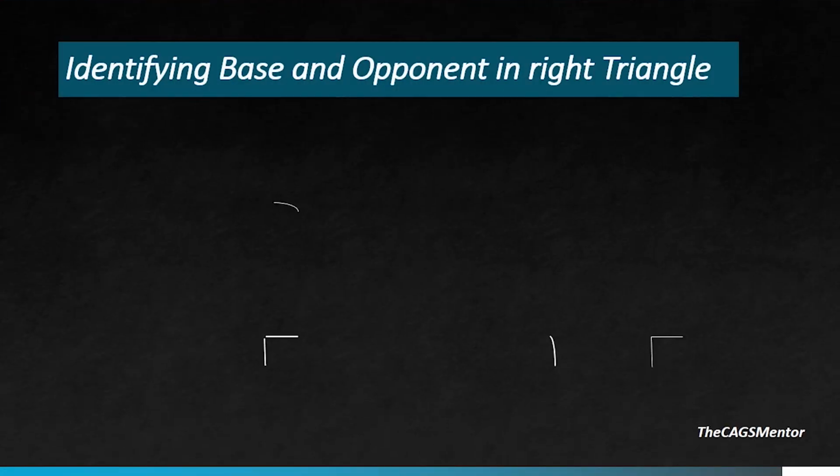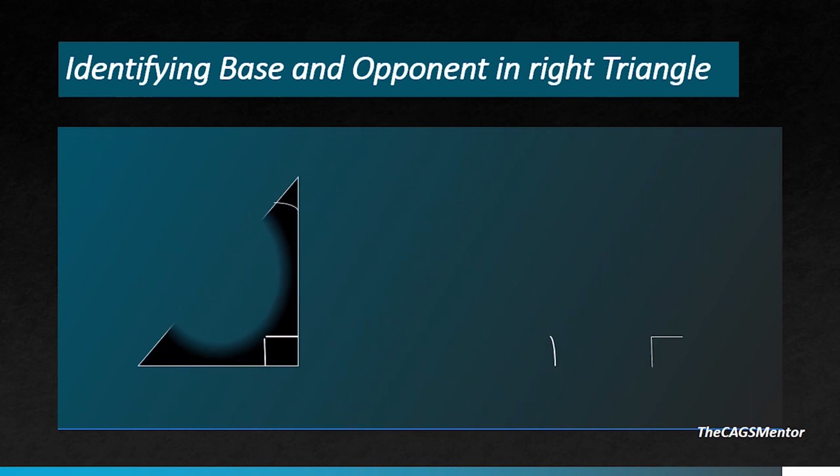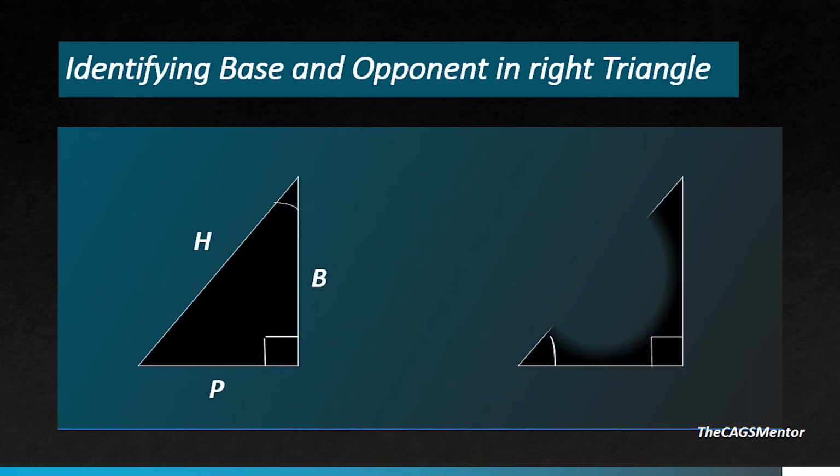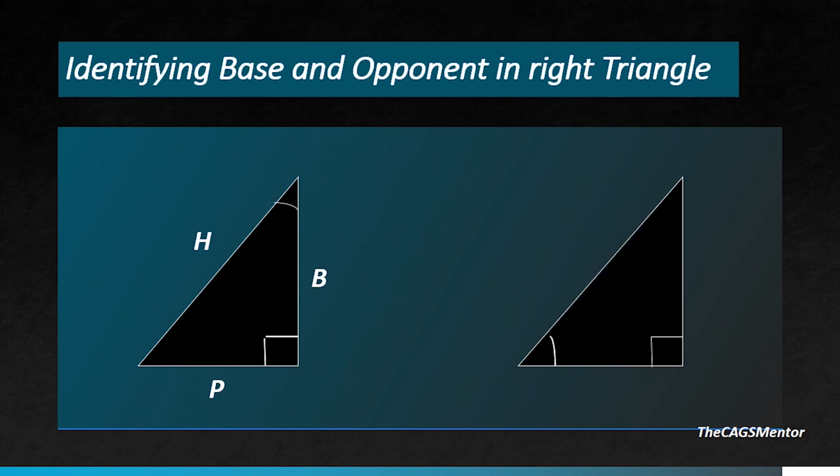Let's discuss these opposite, base and hypotenuse in different ways. We have here two triangles. This is one and this is another triangle. We can easily identify that both of these triangles are right triangles. Now we will identify the base, opposite and hypotenuse in these two right triangles.